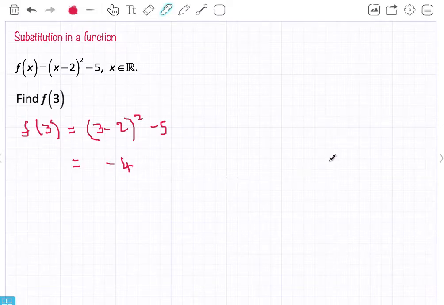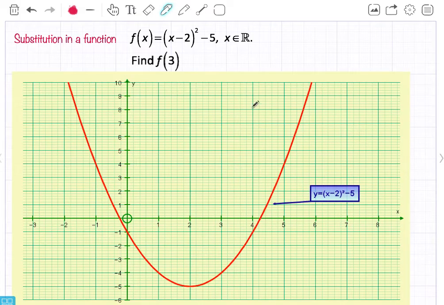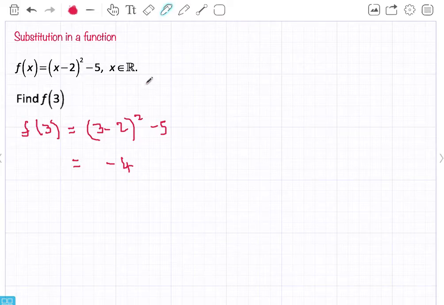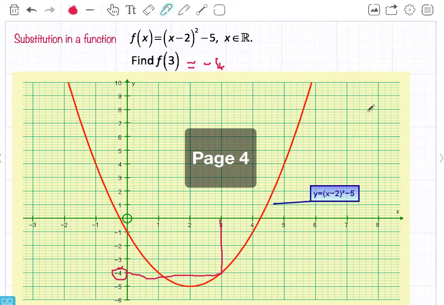Now, we could also get the answer by using a graph. So I want to find f(3). So I will go along to where x is 3, and I go down. So I've chosen the x number as 3. I go down and across, and that is clearly -4. So that's how you substitute a number into a function. You can either do it with algebra, or you can substitute in with a graph.